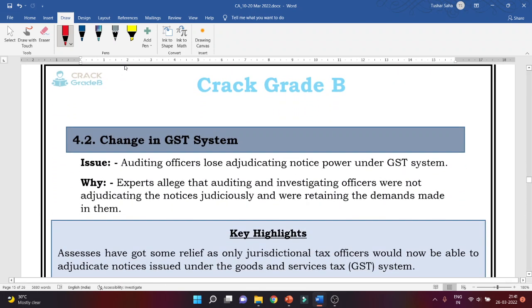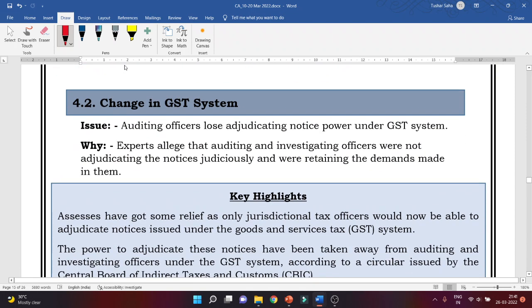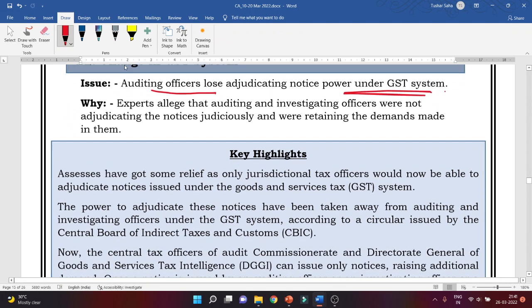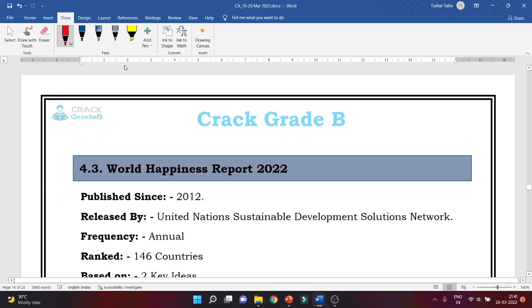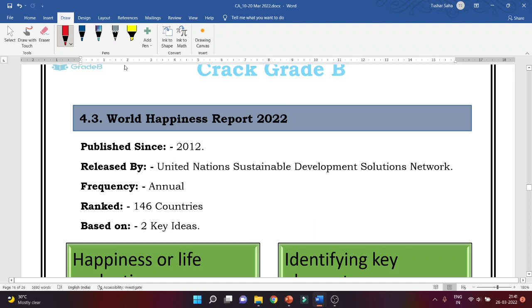Then let's move to the next one. Change in GST system. Auditing officers lose adjudicating notice under the GST system. So you can go through this news and read it by yourself. This is nothing.